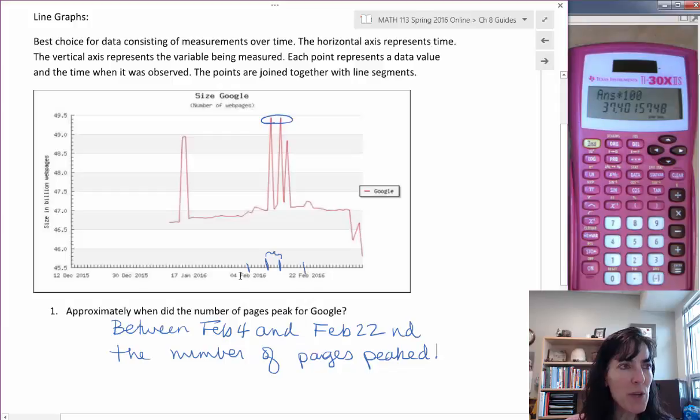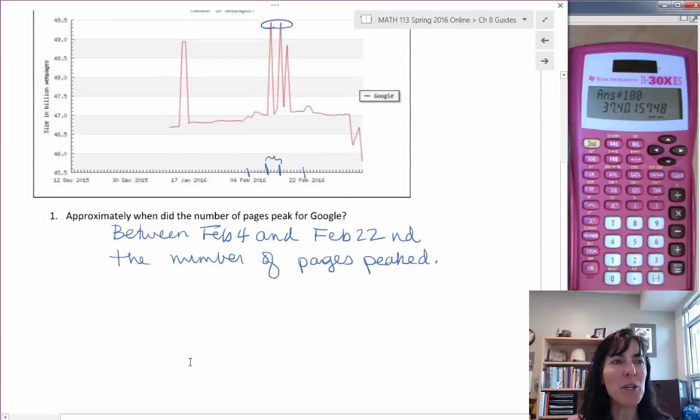We could make an estimate if we wanted, like maybe halfway between the 4th and the 22nd. So that would be like 22 minus 4, which is 18 divided by 2. So about 9, add that onto 4. So about February 13th. That's just an estimate. So I'm better off saying between February 4th and February 22nd.